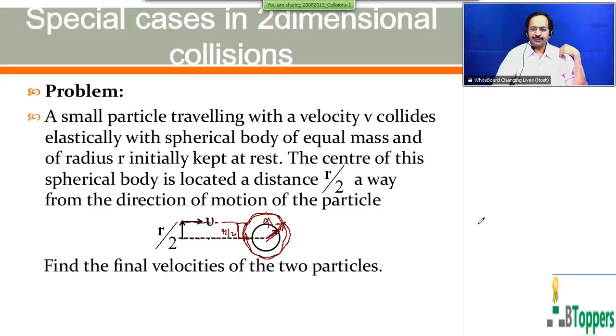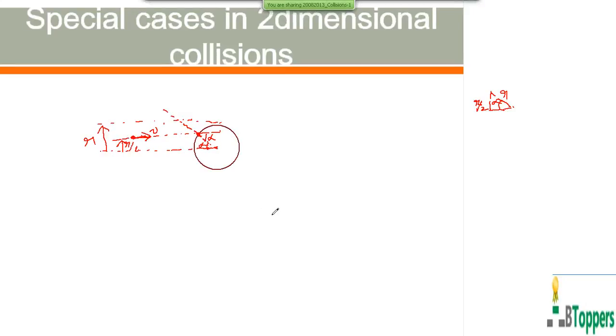I will discuss the solution of this problem now. I have tried to show the situation roughly on the diagram. This is the particle which is moving with velocity of magnitude v, so that the line of direction of the velocity v of the particle before collision is at a perpendicular distance r by 2 from this horizontal line.